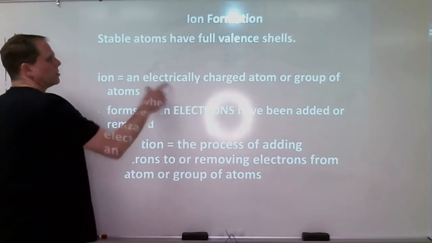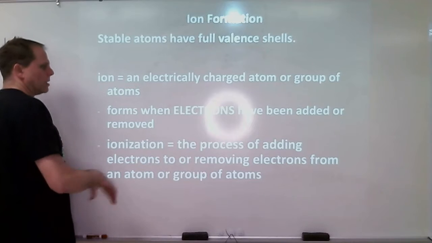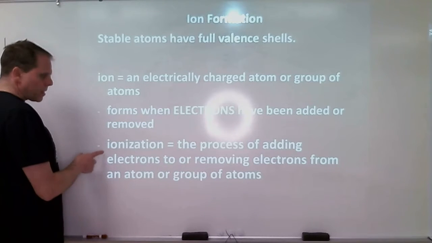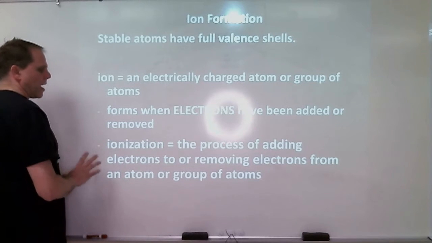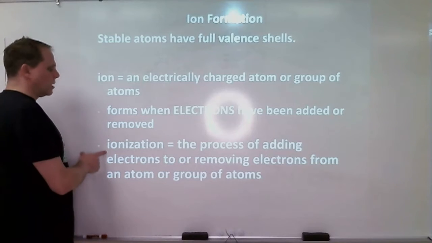So an ion is an electrically charged atom or group of atoms, and it's formed when electrons are either added or taken away. And the process of making an ion is called ionization. So if I add electrons or remove electrons from a neutral atom, it's called ionization.